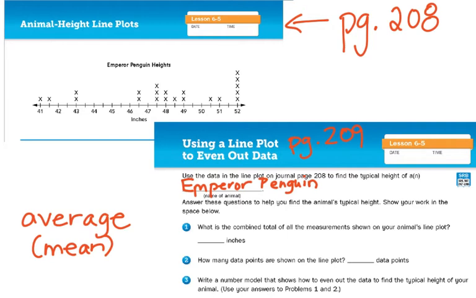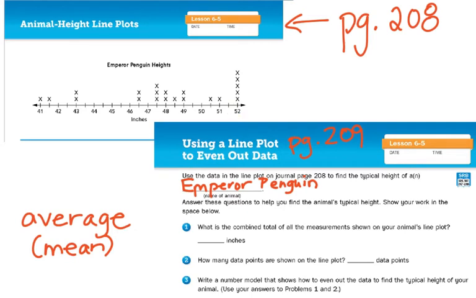I'm going to allow you to use your calculator, so go ahead and do that. Number 1 says, what is the combined total of all the measurements shown on your animal's line plot? In order to do that, notice here we're starting at 41 inches, goes to 52, and in between would be like 41 and a half, 42 and a half, 43 and a half. So just be aware that for the sake of space, they don't write in the halves, but the halves do exist.